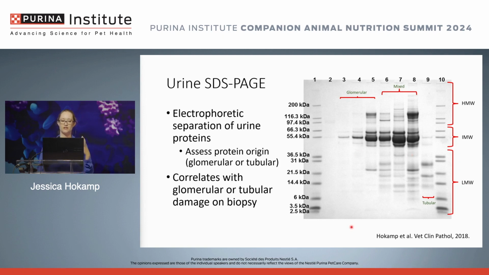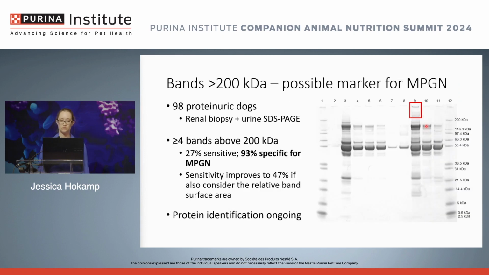And the presence of glomerular versus tubular damage, as well as the severity of damage on these gels, correlates with the renal biopsy scoring. So if I'm seeing a marked pattern of high molecular weight proteins, so multiple high molecular weight proteins, and they're very dark or intense, that correlates well with severe glomerular damage on renal biopsy.